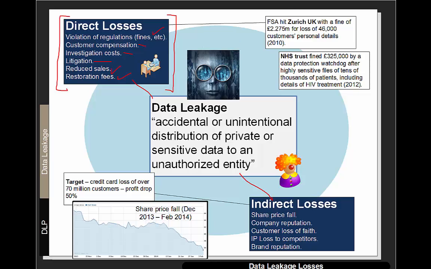In 2010, for example, Zurich UK were hit with a fine of over 2 million after losing 46,000 customer records. And then more recently, there was an NHS trust which was fined £325,000 for releasing tens of thousands of patient records that had HIV information on them. But there are many other cases which have occurred.